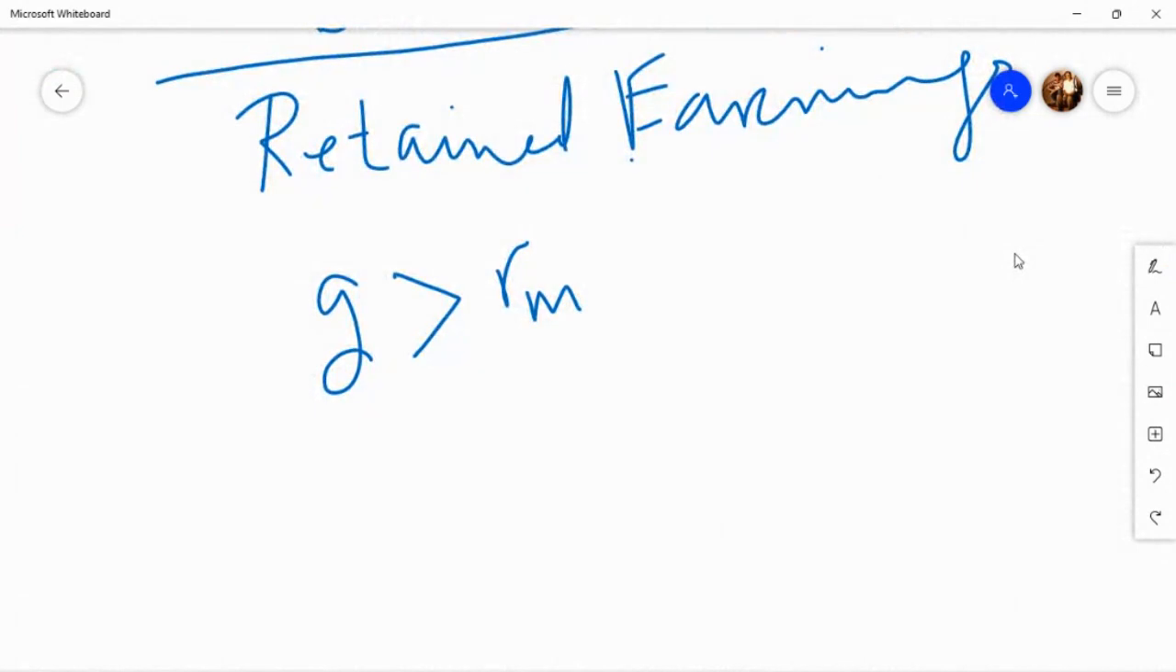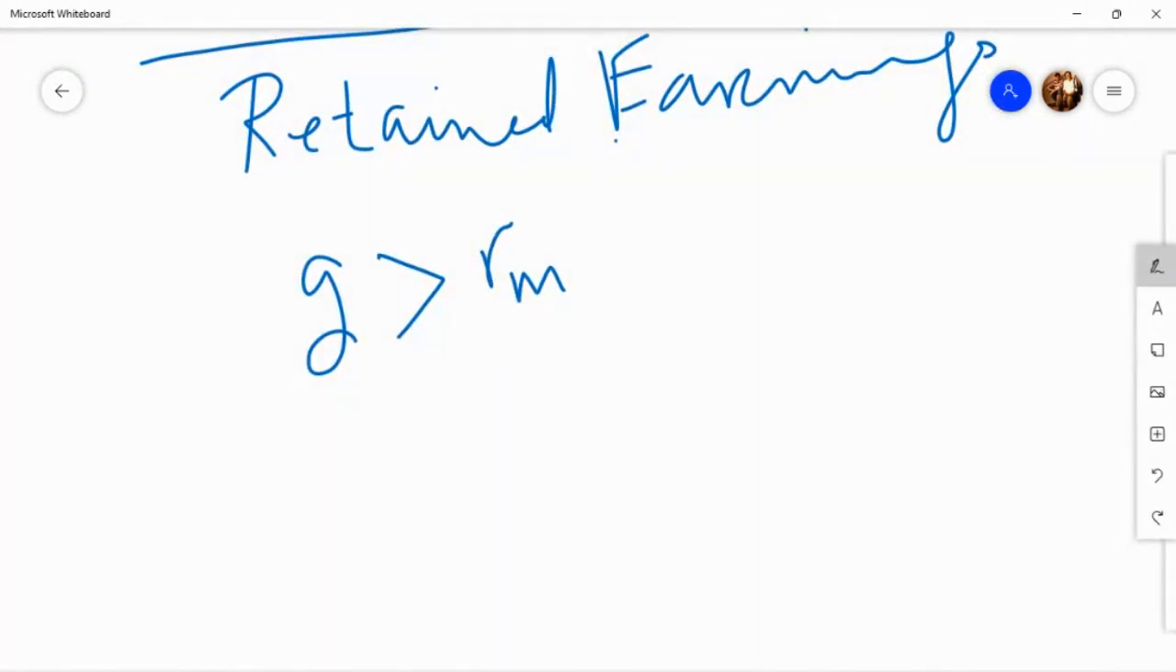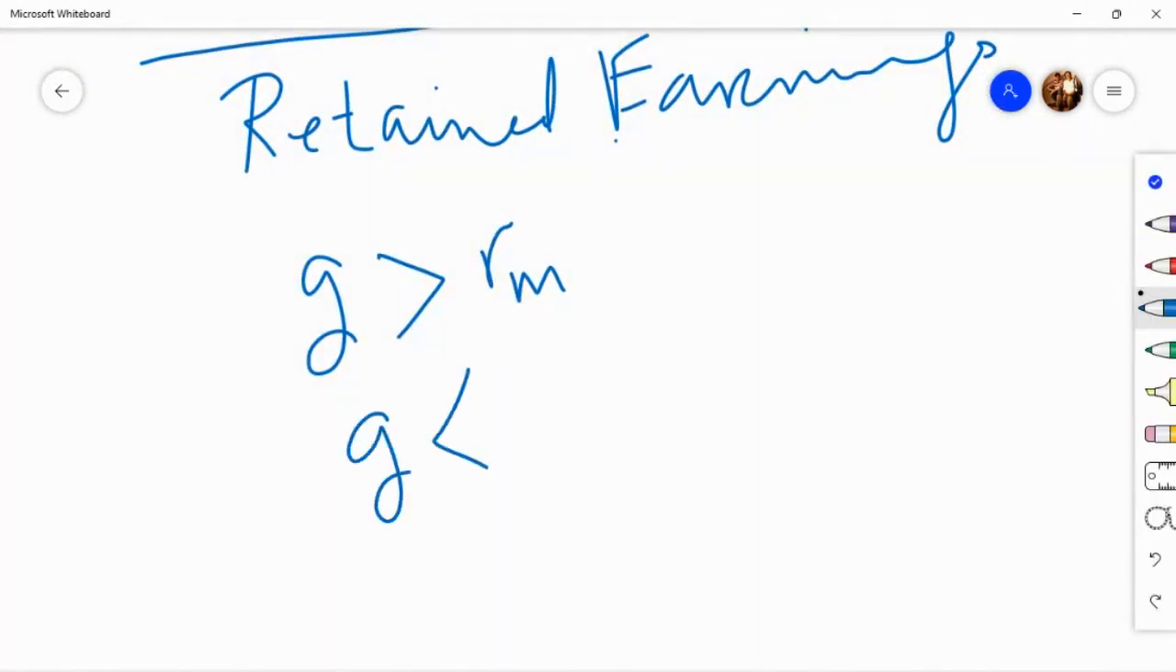However, it could be like this. If this is a mature company, mature sounds good, but actually a mature company means it doesn't grow fast. Their growth rate can be lower than the average market return. If it is lower than the average market return, what would they do? It's better to put that retained earnings into the market stock index fund.